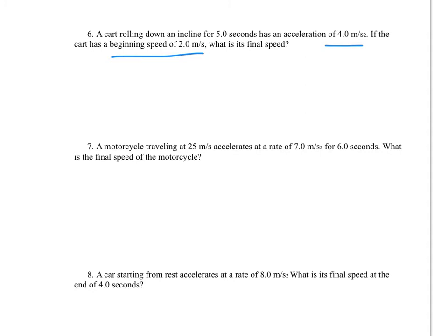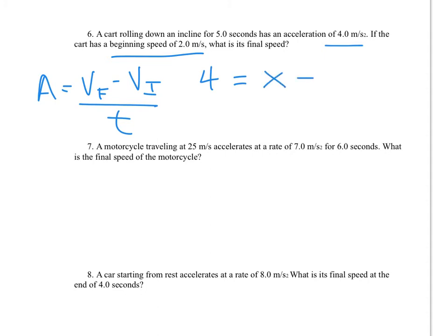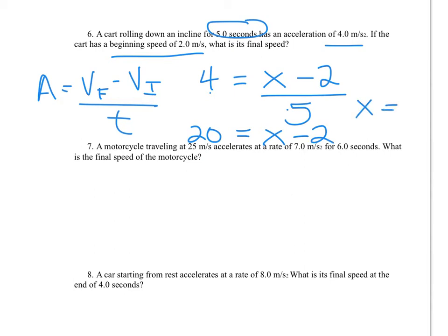So what we're doing now is looking for final speed. One of the ways you can do this is just using your equation. You basically just plug in the values that you do have. We have the acceleration, that's 4. I do not have the final velocity, that's what I'm looking for, so I'm going to use x. I have the beginning speed, which is 2, and the time, which is 5. Now I'm just going to solve for x. 4 times 5, 20, is equal to x minus 2, and x is equal to 22 meters per second.